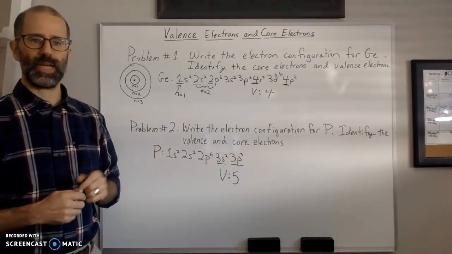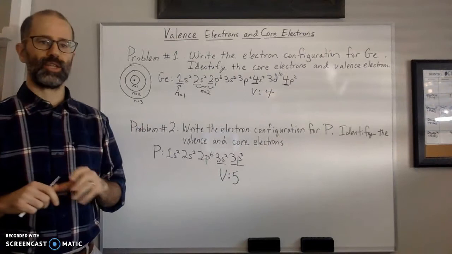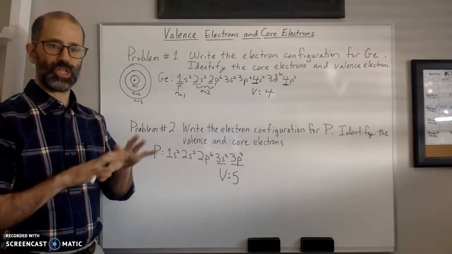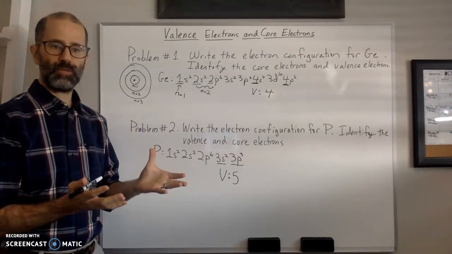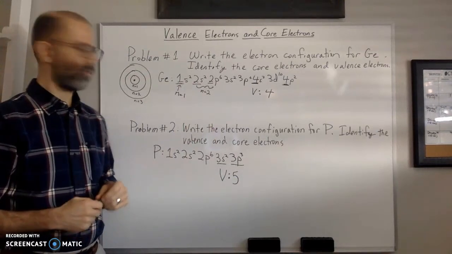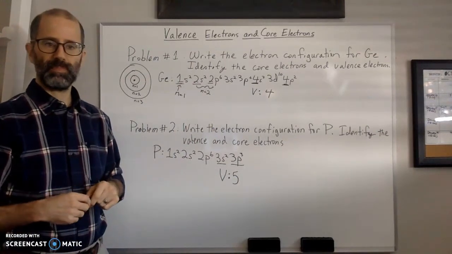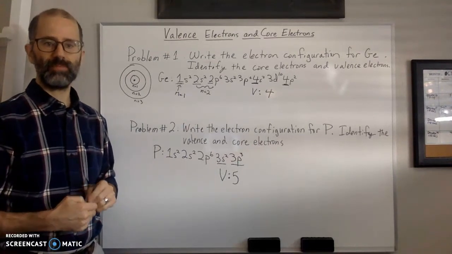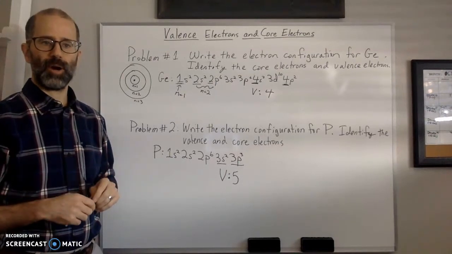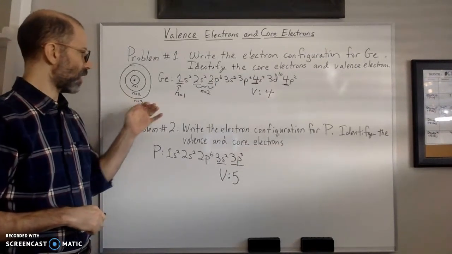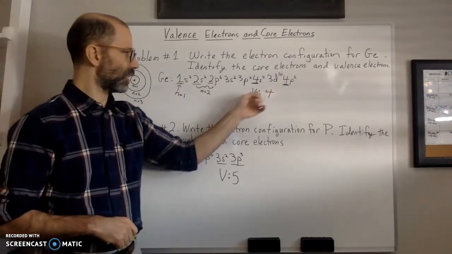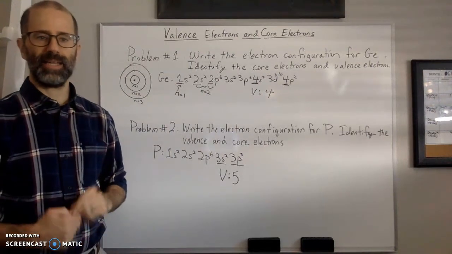I hope that you understand the distinction between the valence electrons and the core electrons. The core electrons are the electrons that are going to shield the nucleus from the outer electrons, the valence electrons. And so remember what we said about penetration and shielding, right? So that's going to play a part in shielding. So the core electrons are the electrons on the inside, and the valence electrons are the electrons on the outside.